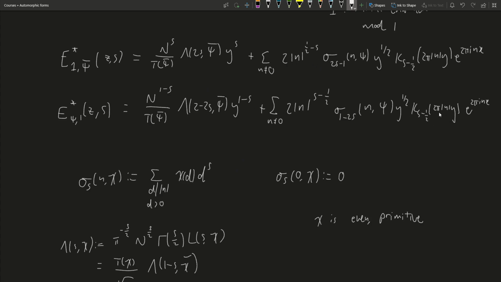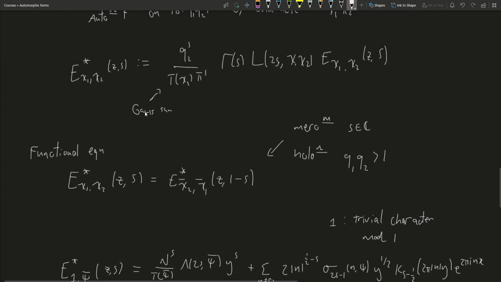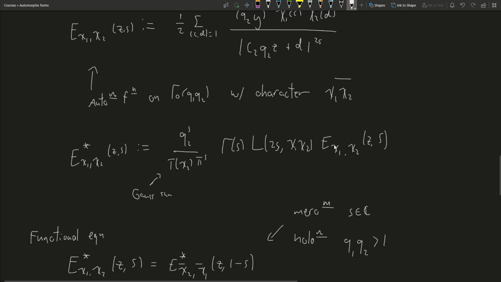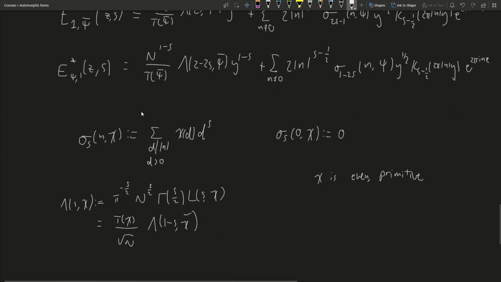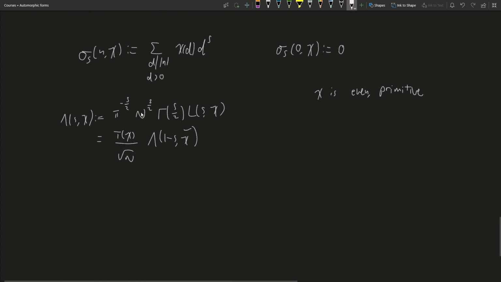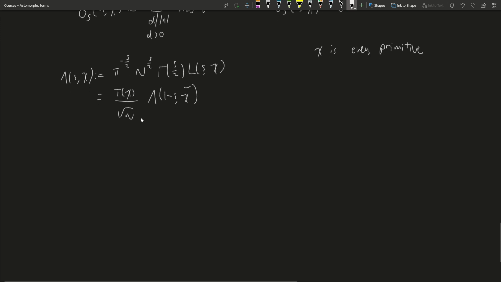Again, for this K-Bessel function, this was discussed in the lecture on eigenfunctions of the Laplacian. And so, okay, we've got these nifty, nice-looking Fourier expansions for these Eisenstein series, the completed Eisenstein series attached to characters. But in practice, we really care about these Eisenstein series attached to cusps. So what we need to do is translate from one to the other. And the translation for prime level is as follows.